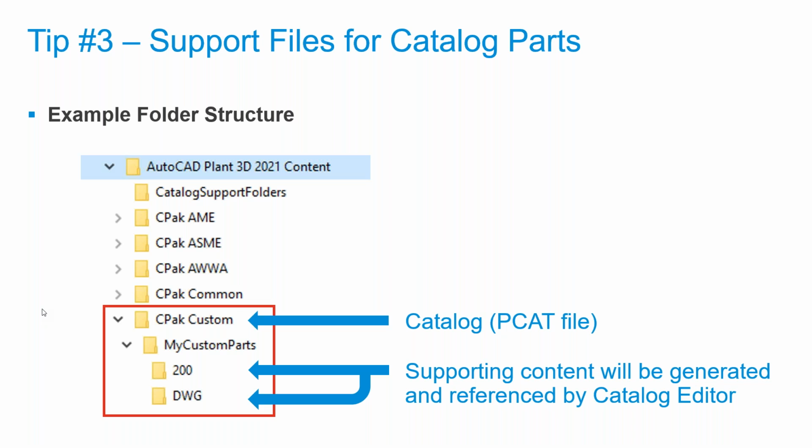And then under that will be a catalog folder, which might be called My Custom Parts Catalog, that we recommend you put your DWG file that has all of your drawings. It will also contain the 200 folder, which is where the PNGs are going to go, and the DWG folder, which is where those GUID-renamed DWGs for each block are going to go. And that's what's going to be inserted into your 3D model by the spec later.